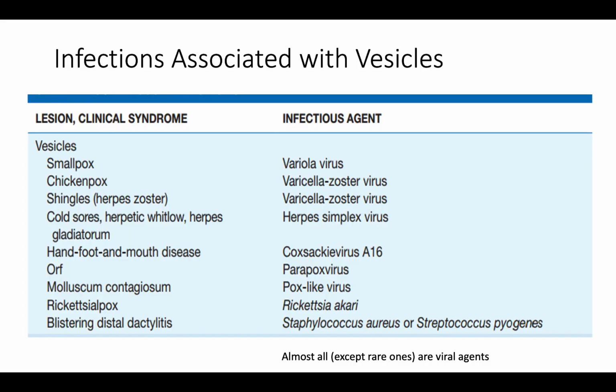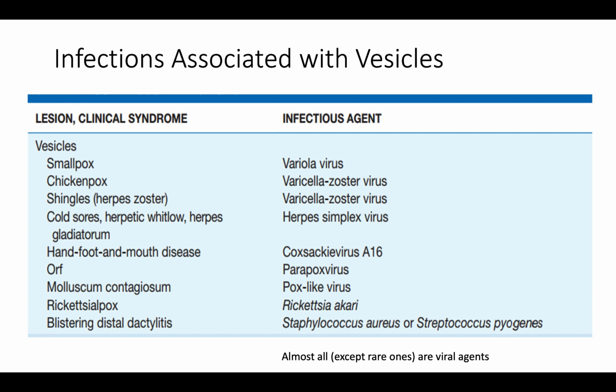We're talking about the infections that are associated with vesicles. So lesions or the clinical syndromes that can cause a vesicular rash: smallpox, chickenpox, shingles, HSV, herpes gladiatorum, cold sores. We'll talk about hand, foot and mouth disease, molluscum, rickettsialpox, maybe we will not cover that, and then blistering distal dactylitis. As we mentioned in the previous lecture, almost every time you see a vesicular rash, you're going to think about a viral agent more than anything else.